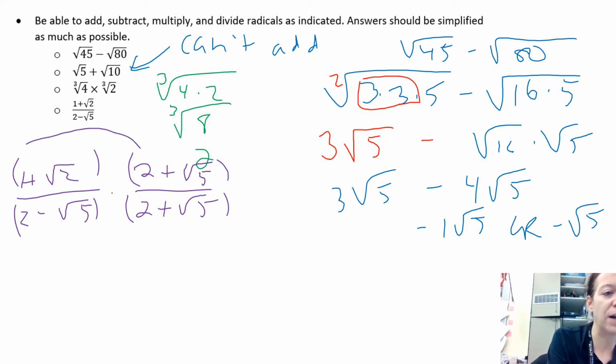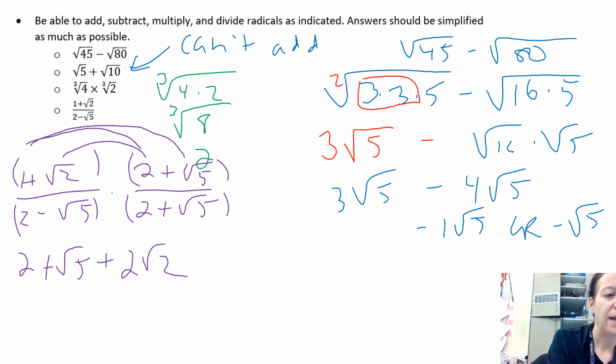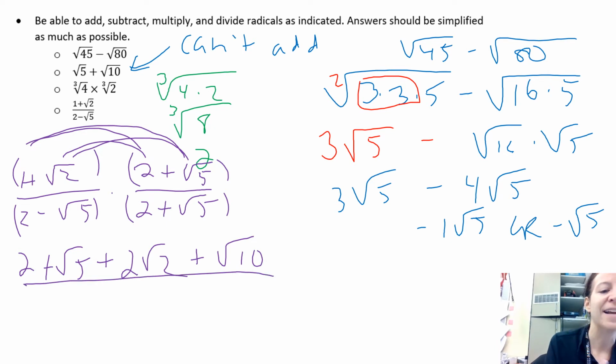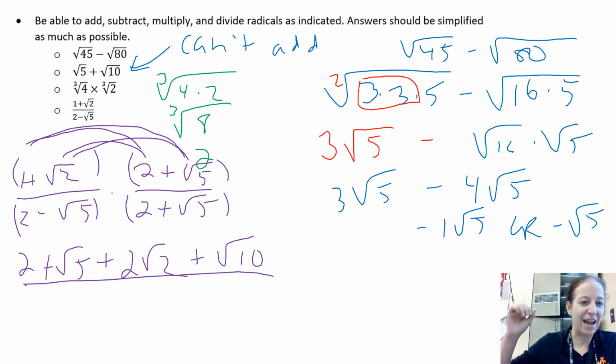So you can do first, so 1 times 2 is 2. Outer, 1 times root 5 is root 5. Inner, root 2 times 2 is 2 root 2. And last, root 2 times root 5 is root 10. And the great news about that is that you can't simplify that. You got a root 5, a root 2, and a root 10, and they are not the same, and you can't make them the same. So that's really all you had to do.